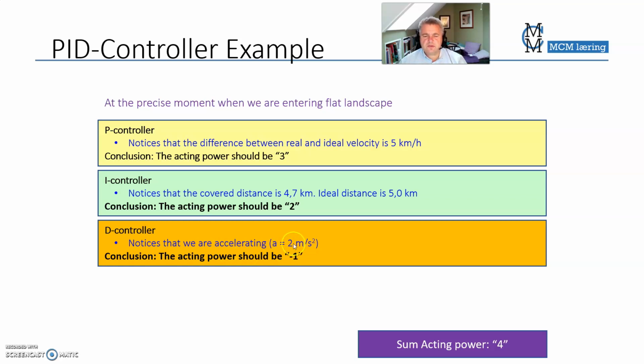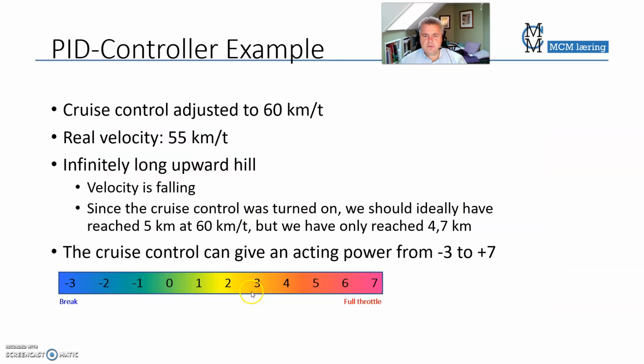So it would suggest an acting power of -1, because we're now accelerating, and the D controller would actually like us to have no acceleration, not negative, not positive. So the sum here is 3 plus 2 minus 1 is 4. So here is the suggestion when we just went from upward hill to flat.